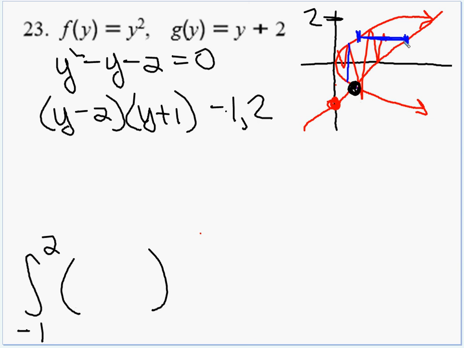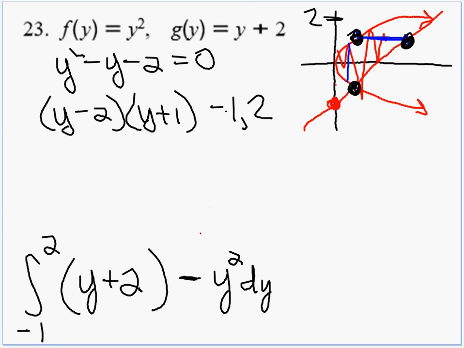And now our first function is what's touching the right side of that representative rectangle, y plus 2. And then we are going to subtract from that what's touching the left side of the rectangle. That would be the y squared. And that's a terrible squared. And we'll put a dy on there.